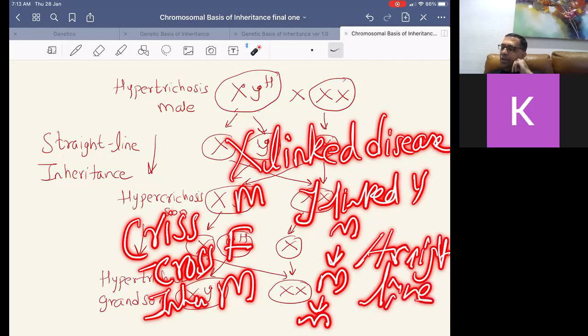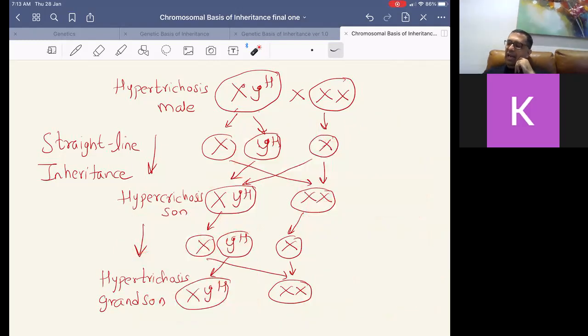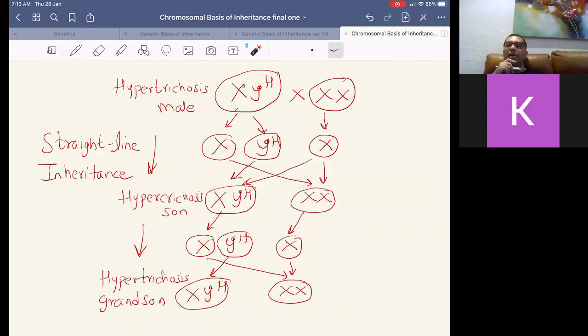So, X-linked disease, male via female to male, is called crisscross inheritance. Y-linked diseases, male via male to male, is called straight line inheritance. Male to male is called straight line inheritance. So these are the two patterns of inheritance of X-linked and Y-linked diseases.